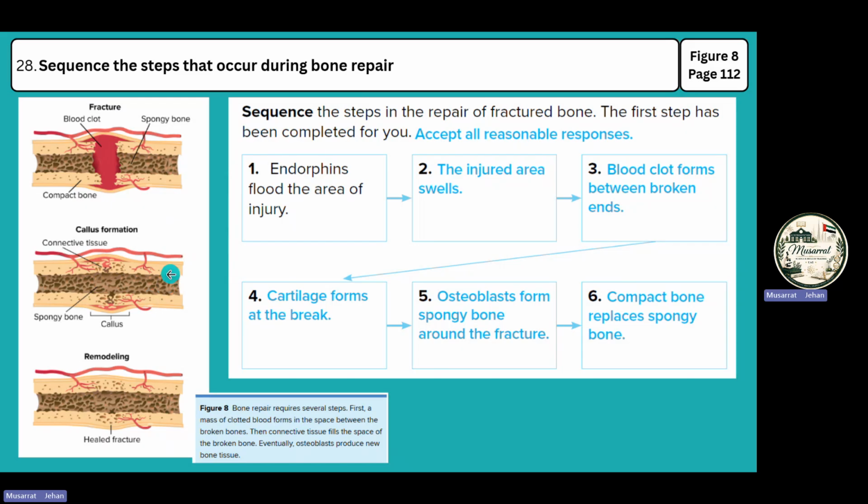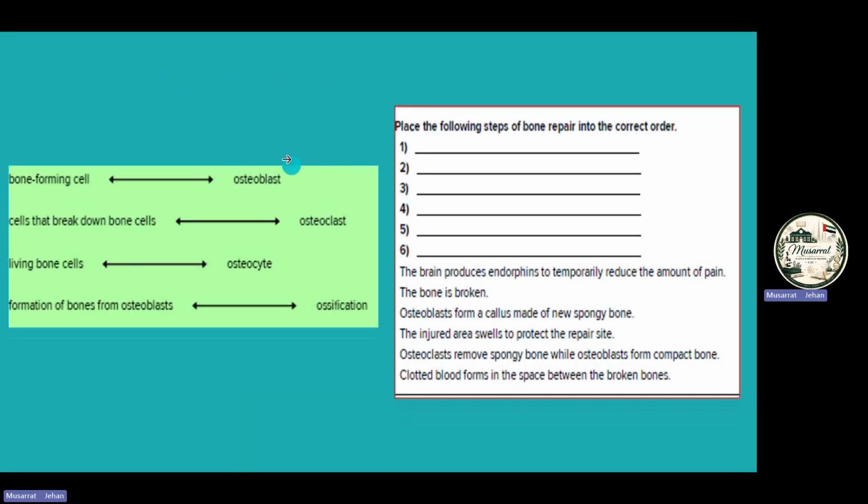Then osteoblasts from the spongy bone around the fracture will form spongy bone. So after this, first cartilage and then spongy bone forms, and then the spongy is replaced by compact bone. Osteoclasts will remove the spongy bone and osteoblasts will form the compact bone. So these are the steps of the repair. Firstly, remember this: osteoblasts are bone forming cells. Whenever bone has to be formed, osteoblasts. The living cells are osteocytes, and osteoclasts break down bone cells, and the process of making bone is ossification.